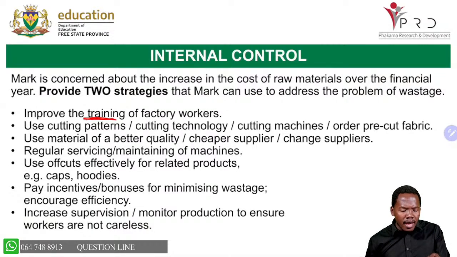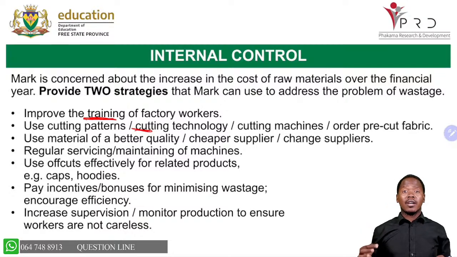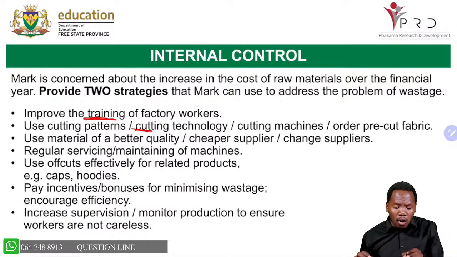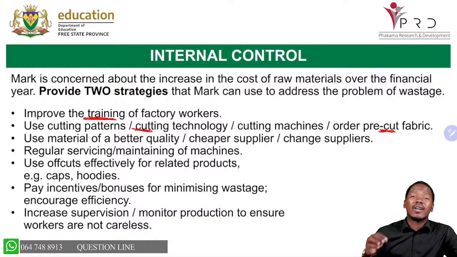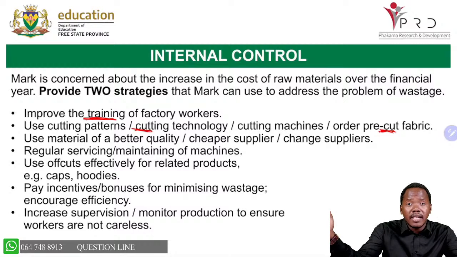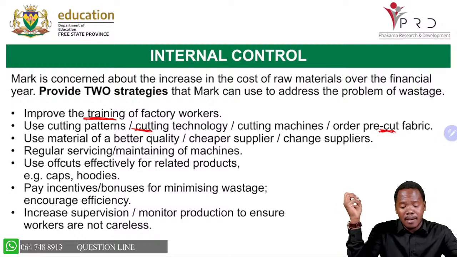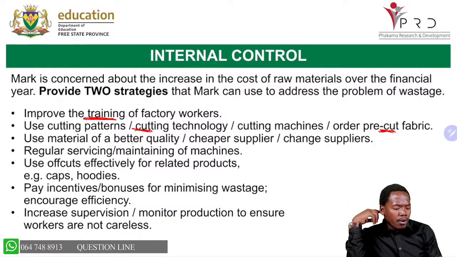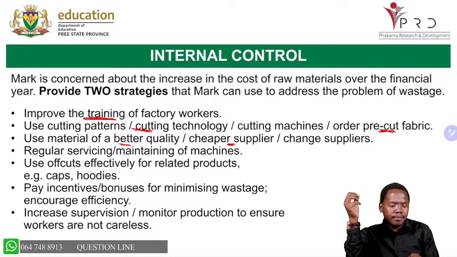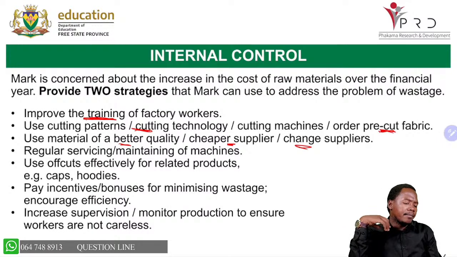Number two, we are going to use cutting technology, meaning we get machines where we are going to cut that fabric using the machine. We can also order the fabric that is already cut for us so that we don't waste. Remember, they need to do measurements of meters, how many meters they would need to produce maybe a dress or whatsoever that they are producing. Now, we're also going to ensure that we order better quality from a cheaper supplier. If possible, we change a supplier.